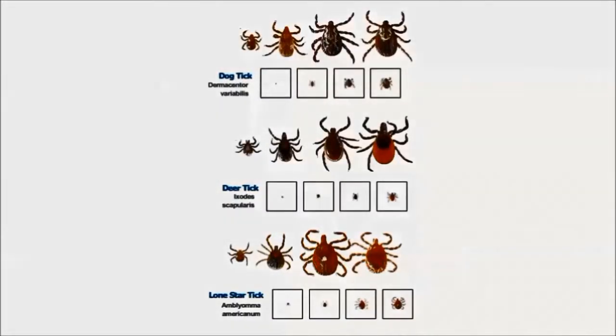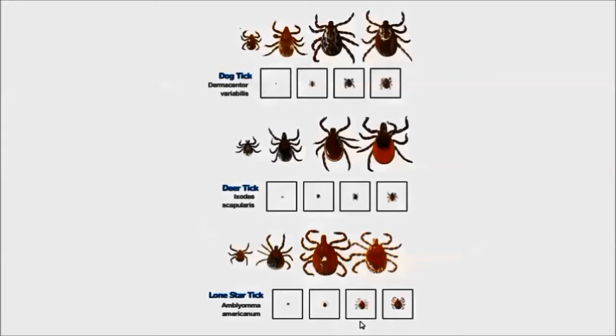There are hundreds of species of ticks around the world. The majority of tick-borne diseases transmitted to humans and pets are carried by the main tick group, the black-legged tick, which includes the deer tick, dog ticks, and lone star ticks. The deer tick, also called the black-legged tick, is one of the most common ticks found in the United States.